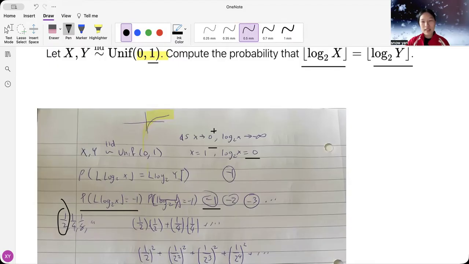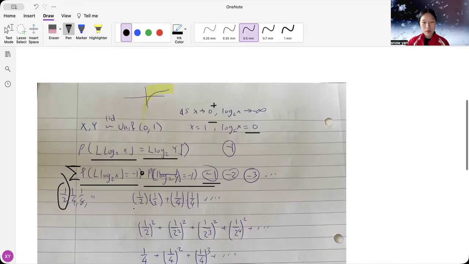Since they are identically distributed, log base 2 of y would be the same story, also 1/2. Since x and y are independent of each other, we can break it down as the probability of each having it, and then sum over the cases. This is just the law of total probability. For 1/2, it would be 1/2 squared. If it was negative 2, then 2 to the negative 2 gives us 1/4, so it would be 1/4 squared, then 1/8 squared, and so on and so forth, adding it all together.